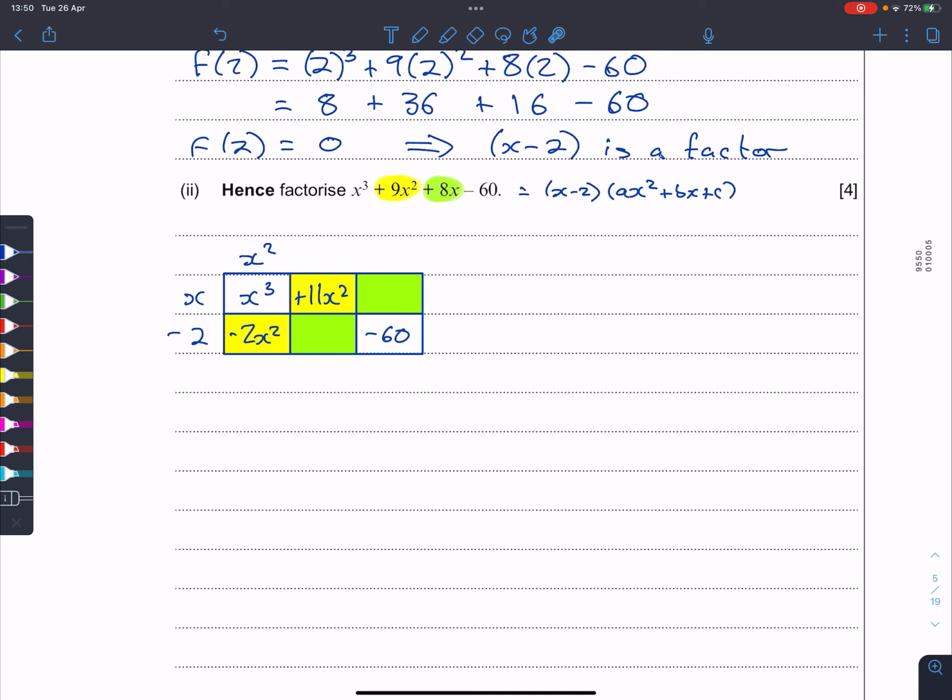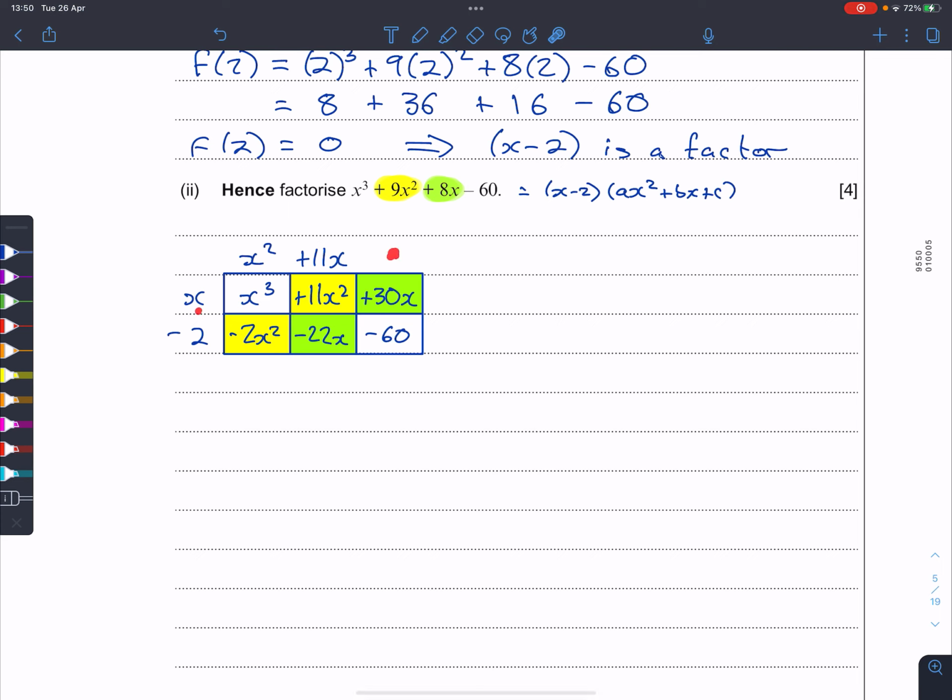And then I go through this again. So x times this is 11x squared, so that's going to be plus 11x. And then this box down here is negative 2 times 11x, so that's negative 22x. I want 8 x's, so I need to put an extra 30 x's in.